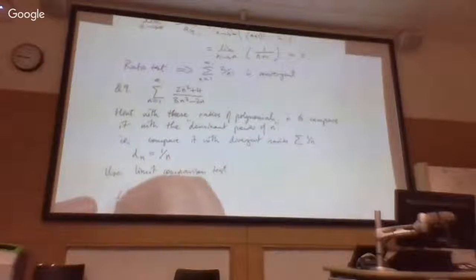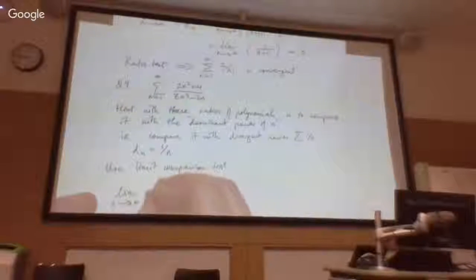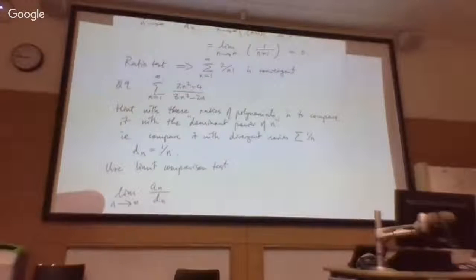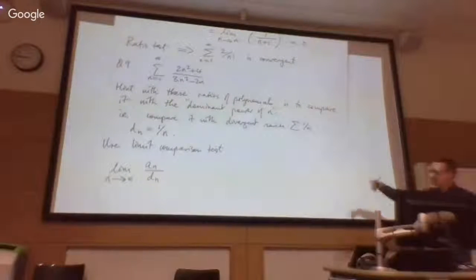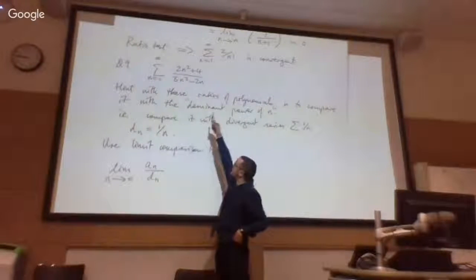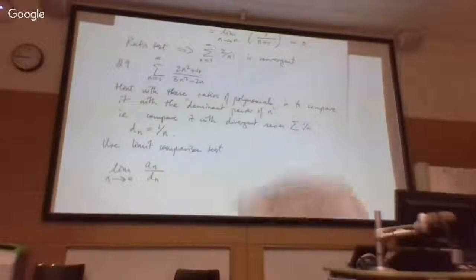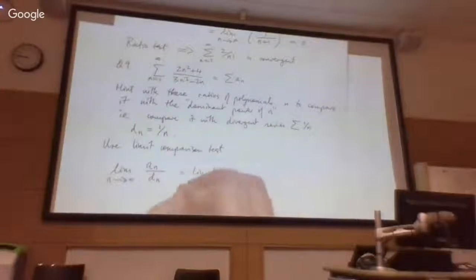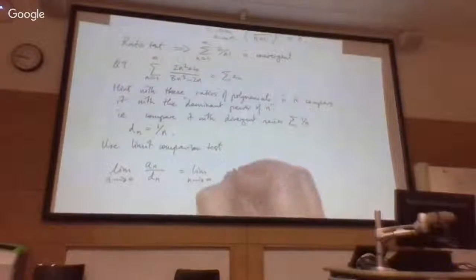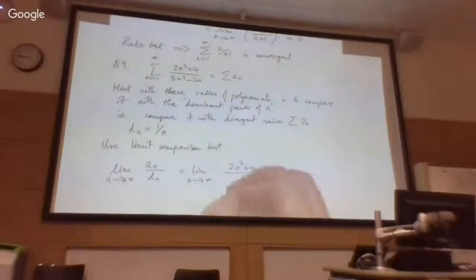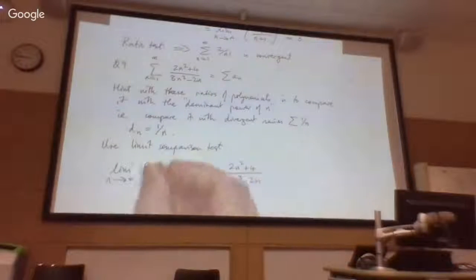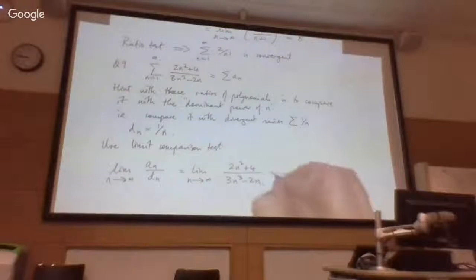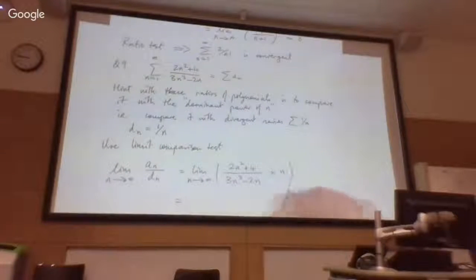So we'll take the limit as n goes to infinity of the term we're examining divided by dn. Sorry, an is the term in the series, so this is the sum of an's. So this is the limit as n goes to infinity of 2n squared plus 4 over 3n cubed minus 2n, and we're dividing it by 1 over n. So in other words, we're multiplying it by n. So that increases the numerator to another cubic.